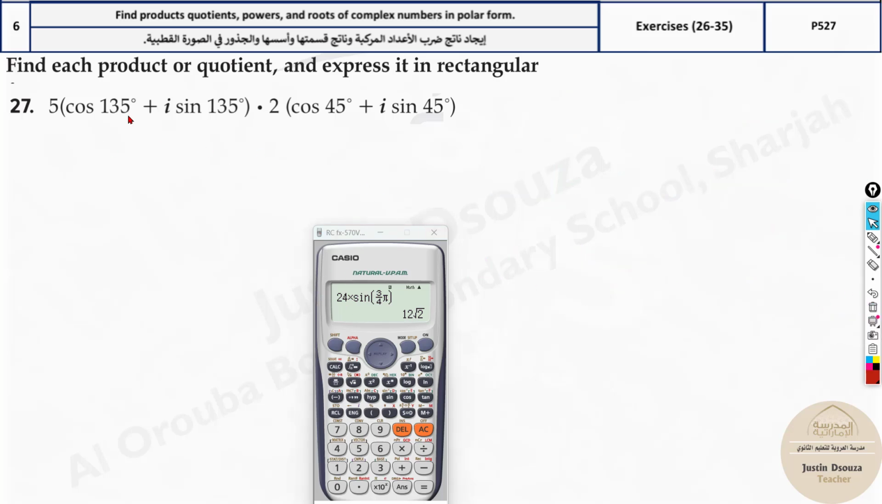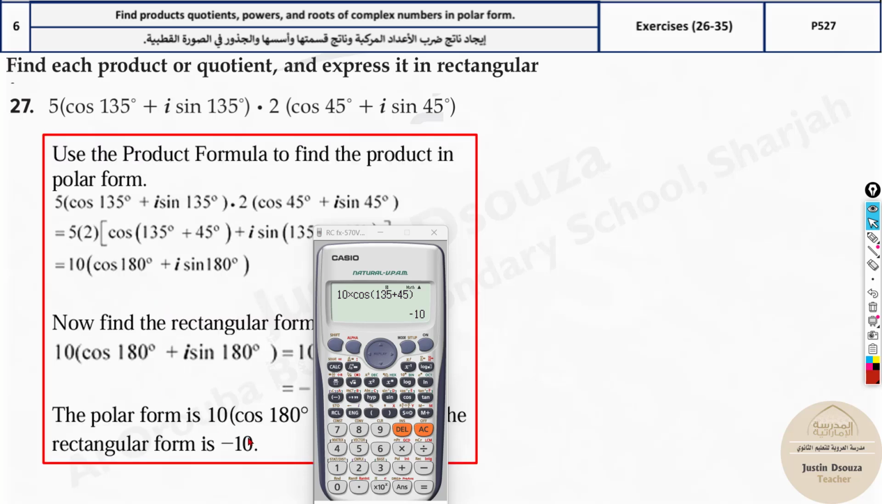The only difference is this is in degrees. Now, what would you do if it is in degrees? Clear your calculator. That is shift 9 3 equal AC. Now it's cleared and it's in the default mode of degrees. Now radians doesn't work. So over here, first thing is multiplying 5 times 2, it's 10. Now what about this? Adding the degrees, right? I'll do the first part, the real part directly. It'll be 10 times cos of 135 plus 45, close the bracket. So this will be the answer. It's negative 10. You can see the final answer.